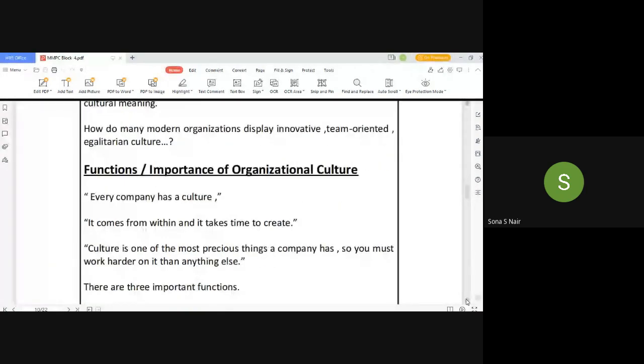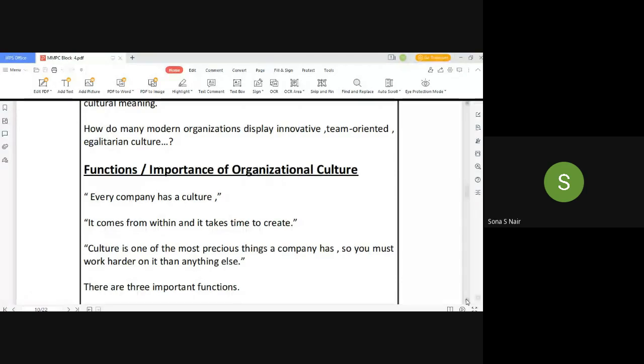So, what are the functions of an organization culture? How important is an organization culture? Every company has a culture, whether good or bad. It comes from within and it takes time to create. And obviously, the people who are most importantly responsible for the creation of the organization culture, I would not say formalization, but creation, are the top management people.